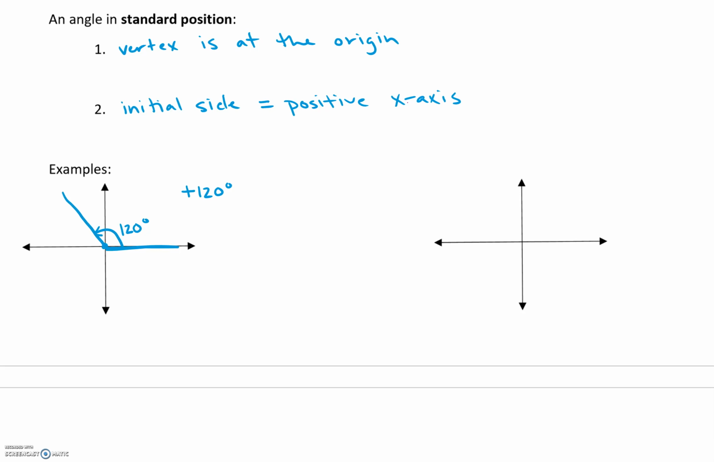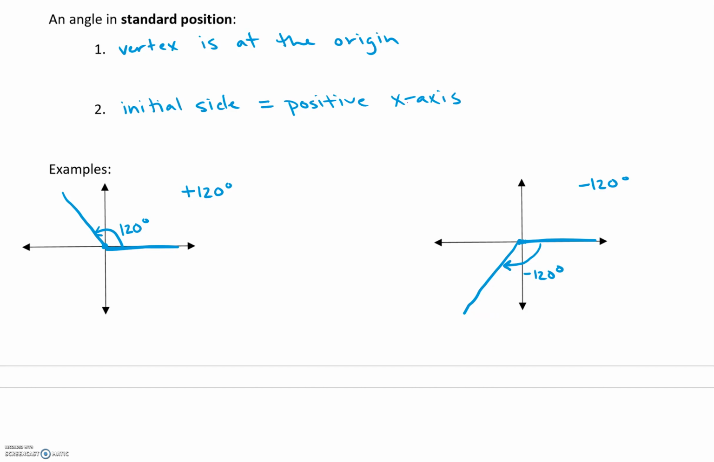Now, just so you have a visual, let's use the same value, but let's say we had an angle that was negative 120. So it's in standard position. My vertex is at the origin. My initial side is the positive x-axis. Now, instead of working counterclockwise, since it's negative, I'm going to go down. If I go down, I'm going to go past 90. So notice there's a difference. This right here is what a negative 120 angle would be.